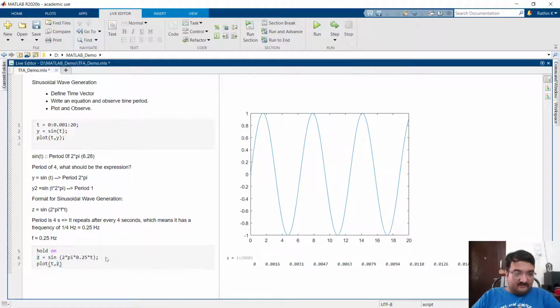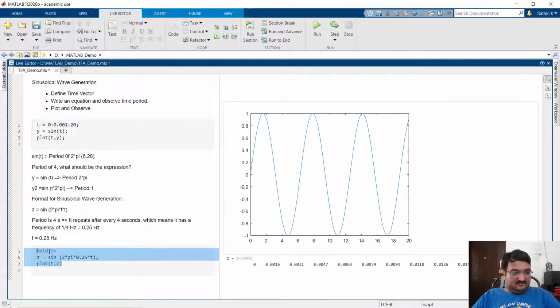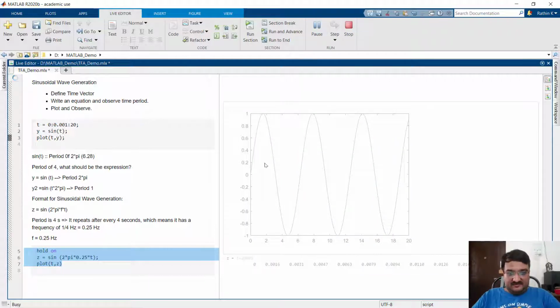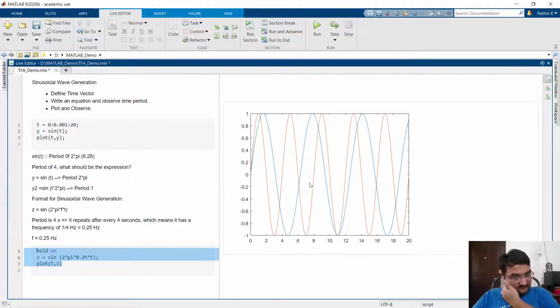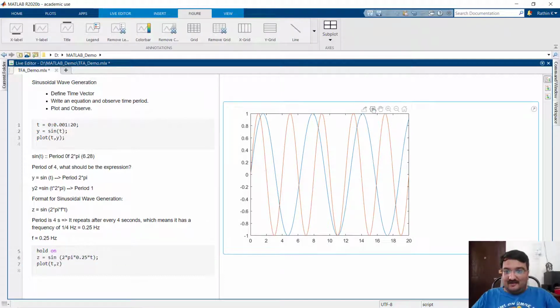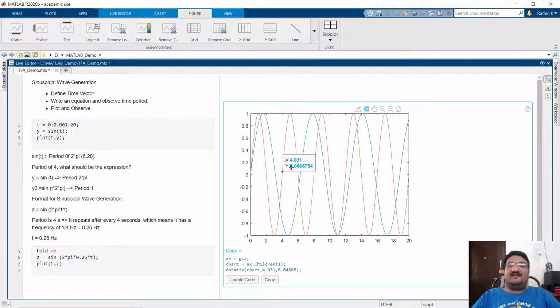Okay, now if I plot, you will see another trace here. Once it is run, see the trace here. We can focus on this red color line and identify the time period where it is about to get 0. Okay, so it's 0 at around 4, near about 4.